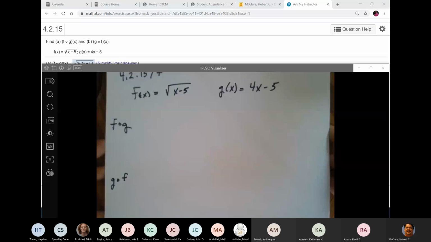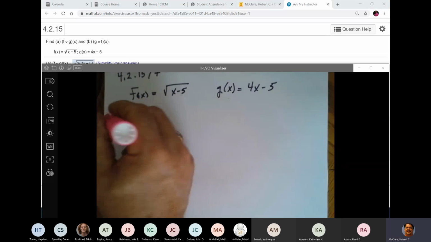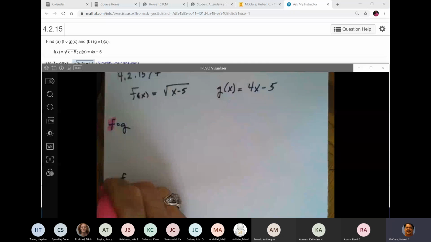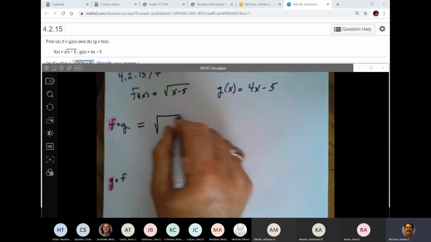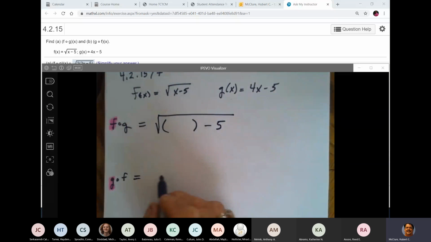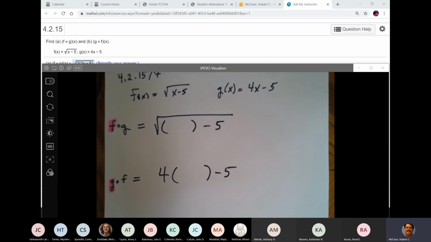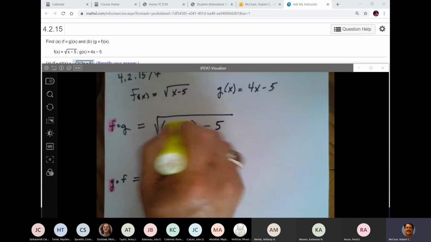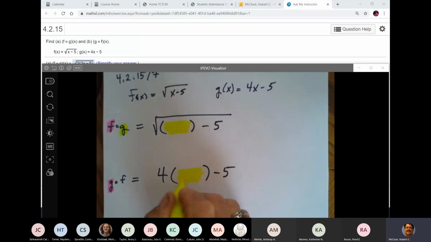So this means f, I'm going to rewrite f with a big set of parentheses, and I'm going to rewrite g with a big set of parentheses. So that's going to equal the square root of a big set of parentheses minus 5 and 4 big set of parentheses minus 5. And that means I'm going to plug something into this right here, and that's going to be g. And I'm going to plug something big right in here, and that's going to be f.